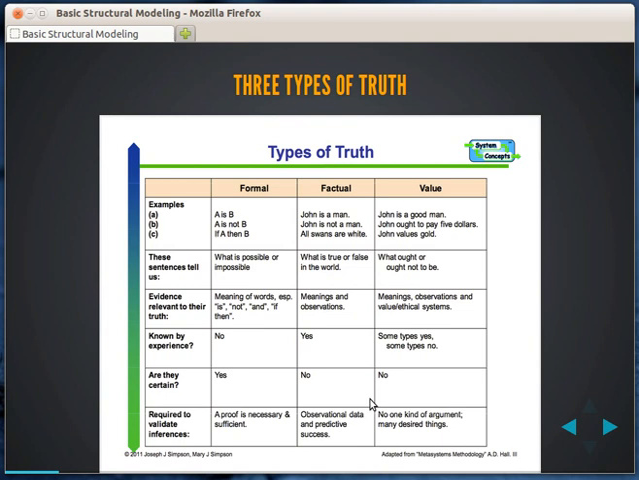Here are more detailed examples. Essentially, we look at this and the type of truth is known by experience. For formal truth it's no, for factual truth it's yes, and for value truth it's sometimes yes and sometimes no. We really want to know about the real world, so we want factual truth, but we also want to include formal truth because of its certainty and its ability to translate this to mathematical operations.